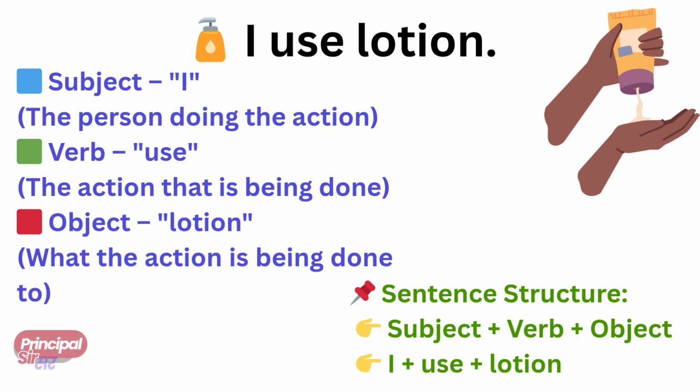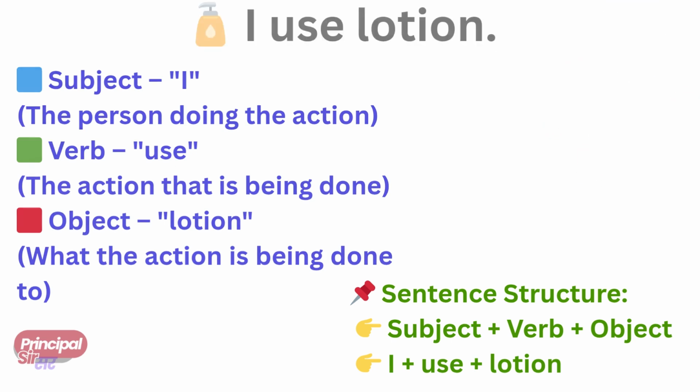Sentence: I use lotion. Subject: I, the person doing the action. Verb: use, the action that is being done. Object: lotion, what the action is being done to. Sentence structure: subject plus verb plus object. I plus use plus lotion.